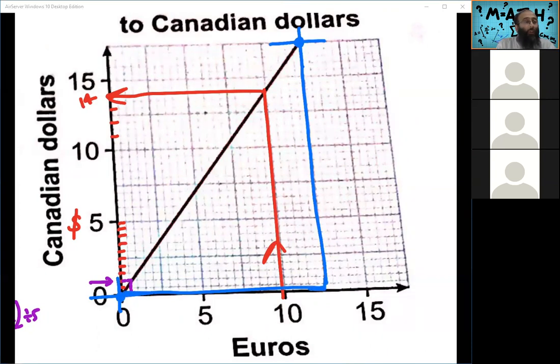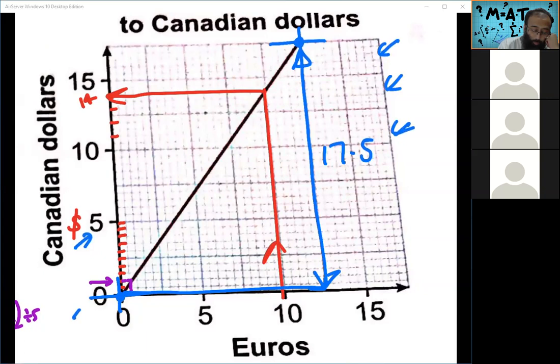So what is the height of the triangle? 8. Are you sure? No? Oh, 7. Okay, I think you're counting the squares. Look at the scale on the left-hand side. 0, 5, 10, 15, and then half of a 5. So what is the size of this? 17.5.